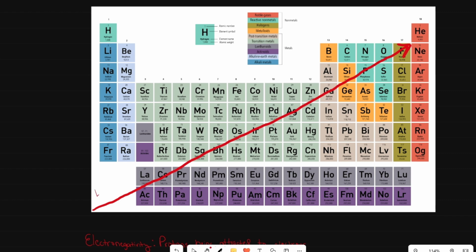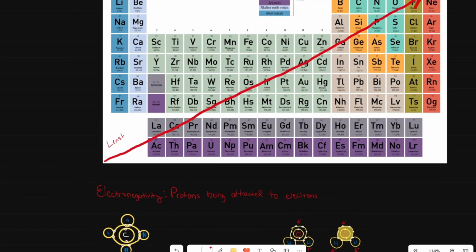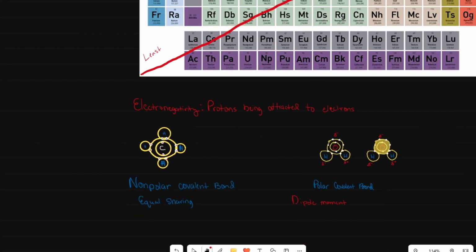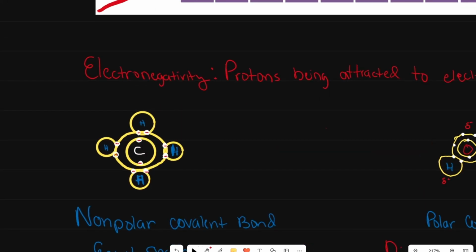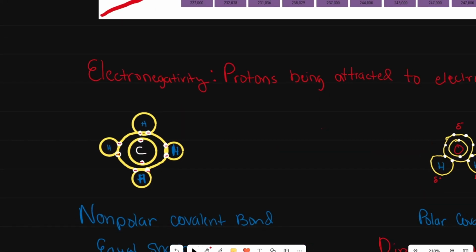Everything on the left side is going to be least electronegative, and everything going towards the top right of the periodic table is going to be the most electronegative, or have the highest electronegativity. So when we look at a nonpolar covalent bond, we can just look at methane again, CH4. This is a non-polar covalent bond because they're having an equal sharing of electrons.